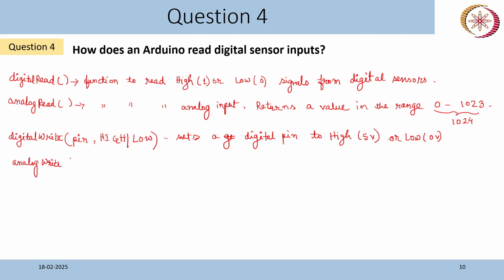Okay, then you also use analog write. Again, you give the pin and the value, whatever analog value you want to give. Again, you cannot give a very random number like 2.56 volt. What it does is generate a PWM signal, not a completely analog signal. What is PWM? Pulse width modulated signal, which is similar to an analog signal.